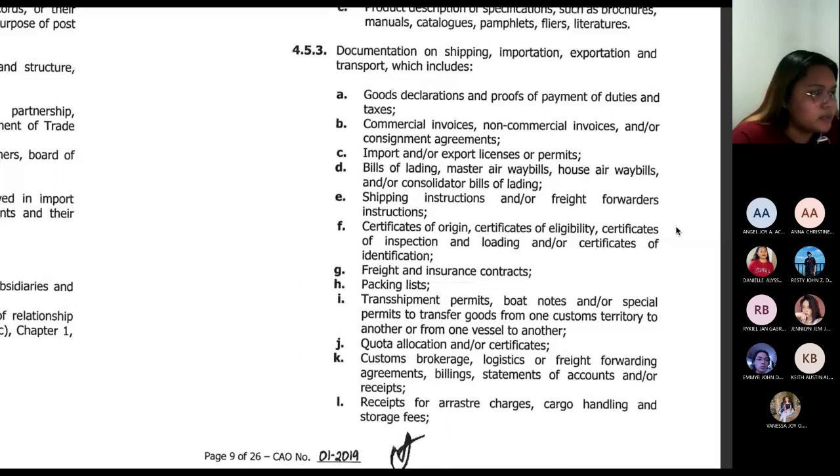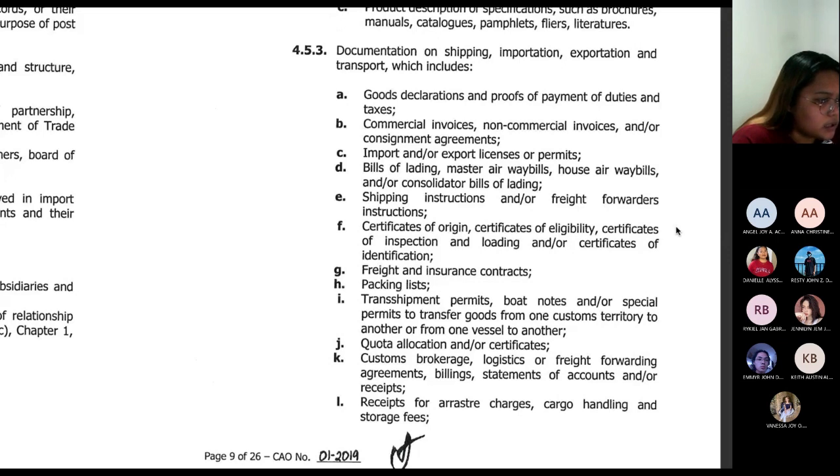4.5.3 Documentation on shipping, importation, and export, which includes A. Goods declaration and proofs of payment of duties and taxes. B. Commercial invoice, non-commercial invoice, and/or consignment agreement. C. Import and/or export license or permits. D. Bill of lading, master airway bills, house airway bills, and other consolidator bills of lading. E. Shipping instruction and/or freight forwarders instruction. F. Certificates of origin, certificates of eligibility, certificates of inspection and loading, and/or certificate of identification. G. Freight and insurance contract. H. Packing list. I. Transshipment permit, boat notes and/or special permits to transfer goods from one customs territory to another or from one vessel to another.